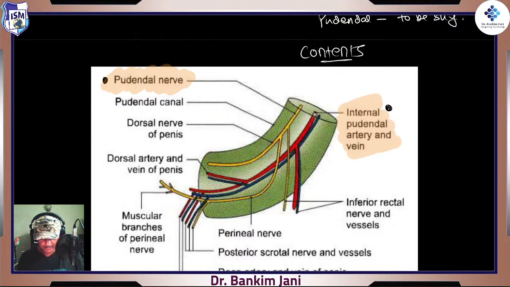So the pudendal nerve, and see the rest of the contents: the dorsal nerve of the penis and the perineal nerve. They all are branches of the main pudendal nerve. Same way, if we see over here, the internal pudendal artery and vein, and then we have the dorsal artery and veins of the penis, and the inferior rectal nerve and vessels. Again, they are part of this internal pudendal artery and vein. So these are the most important, the star ones, one and two. Do remember it.